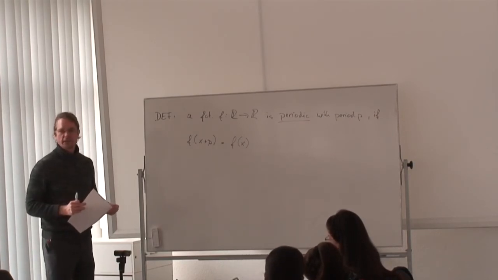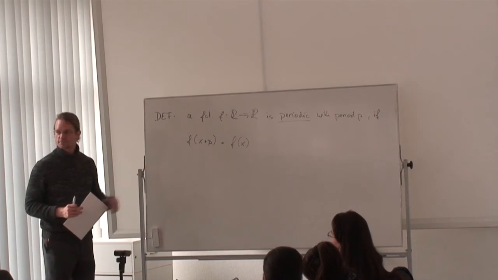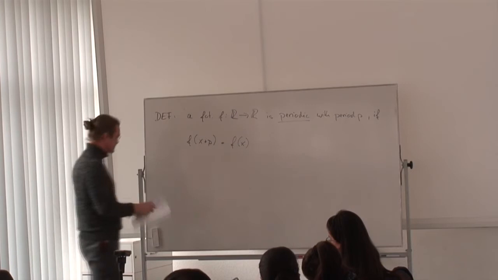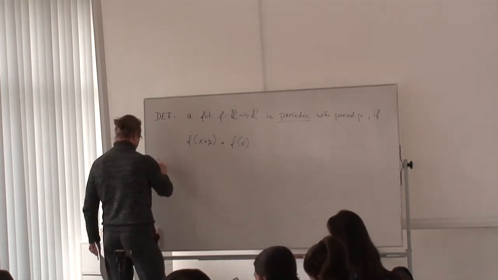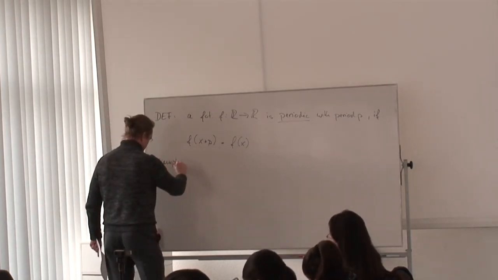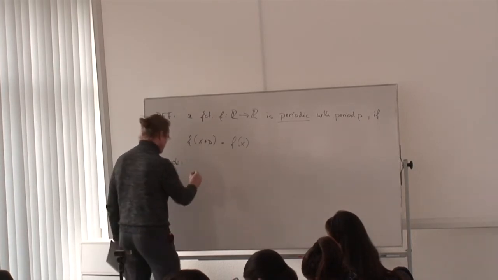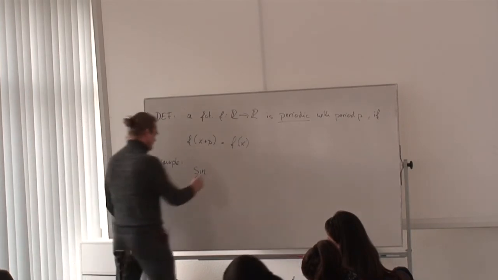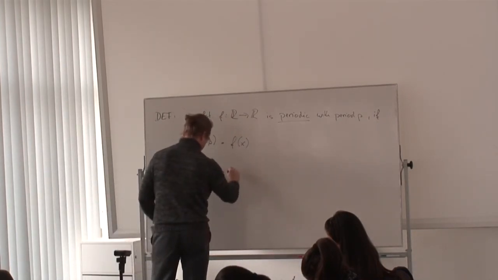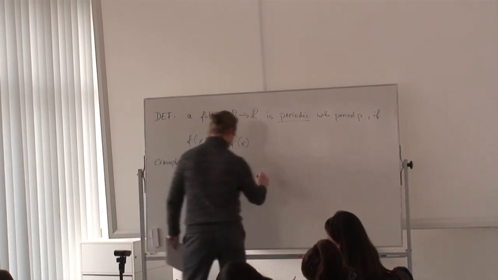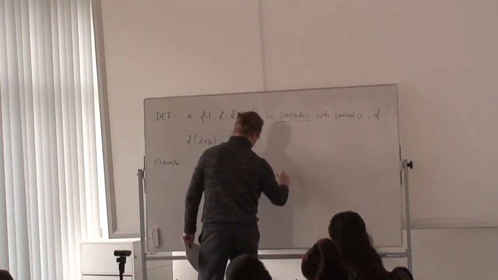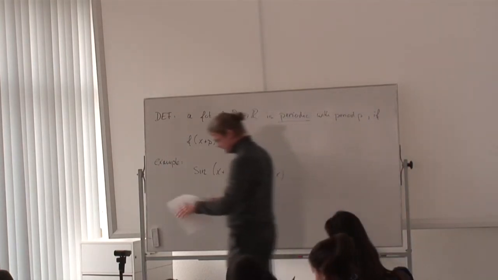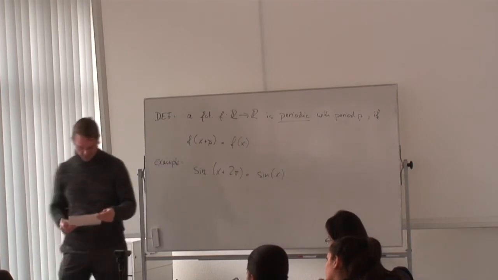Who can name a function that has this property? Yeah? Sine and cosine, exactly. So here is the canonical example, and I am really glad that you could tell me, because it is this one that we will study right now. Sine of x plus 2 pi is exactly the same as sine of x. So this is an example of a periodic function.